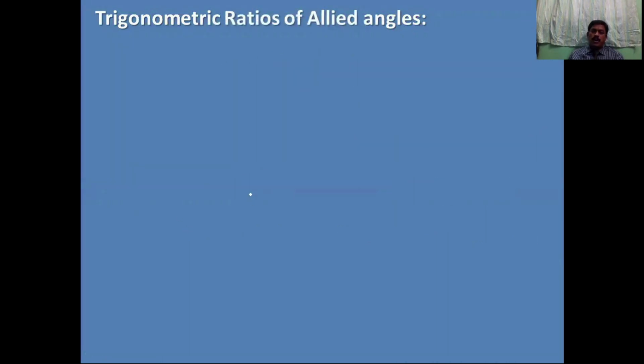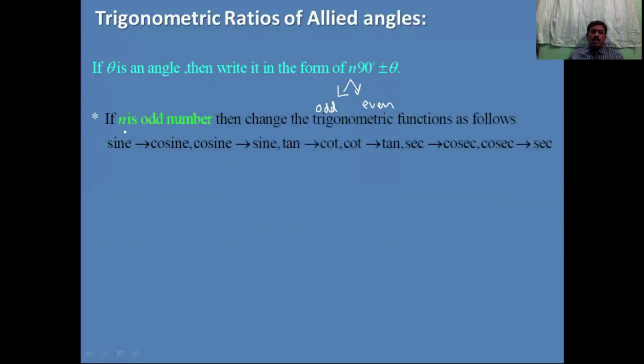Trigonometric ratios of allied angles in the form of n into 90° plus or minus theta. If theta is an angle, then we can write it in the form of n into 90° plus or minus theta. So based on this n, we are going to divide this category into two forms. If n is odd, what happens? If n is even, what happens? We are going to see it now. If n is an odd number, then change the trigonometric function as follows.